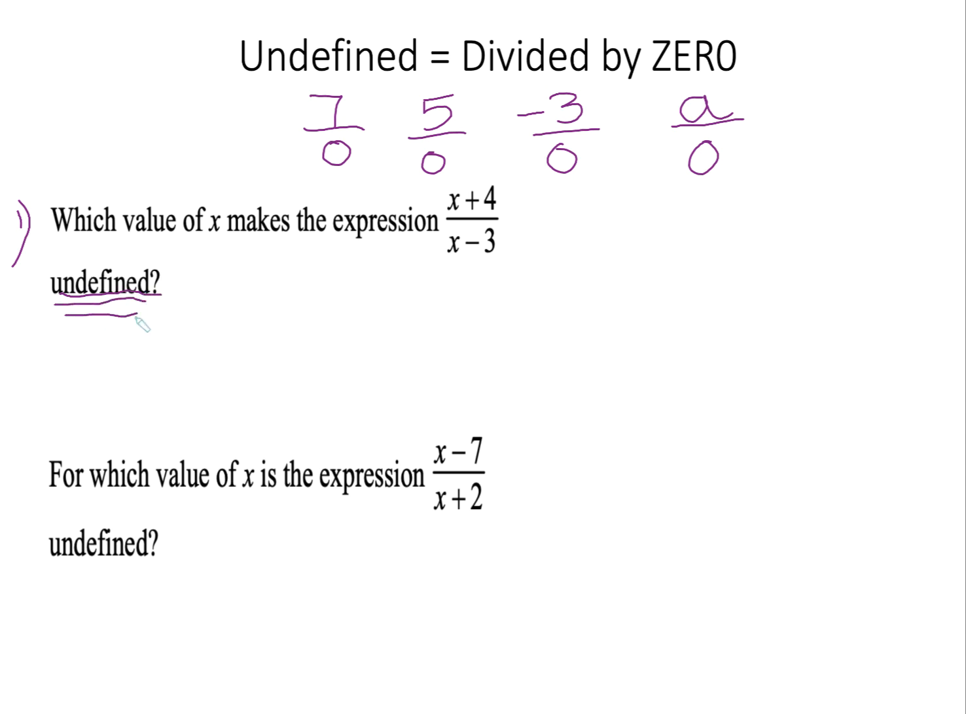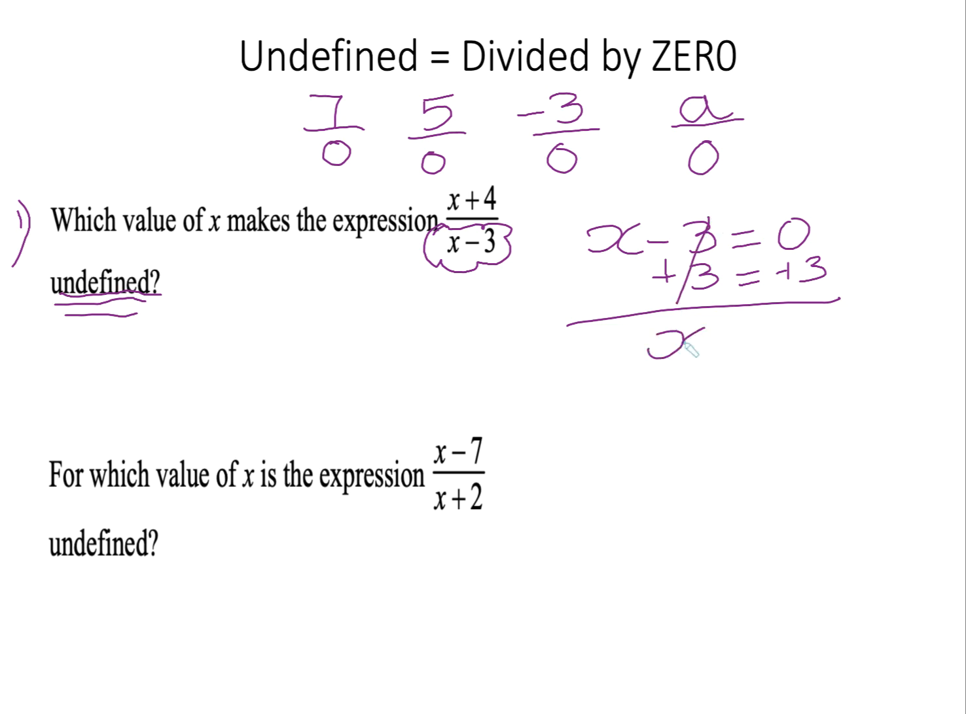Now that's your keyword on the test, undefined. And we know something is undefined when the denominator is 0. Our denominator here is x minus 3. So your first step is to take x minus 3 and set it to 0 because we want to find out what value of x will make our denominator 0. So we're going to solve this. This is a one step. You should be familiar with this. Solving for x, I'm going to add 3 to both sides. That cancels. So x equals 3 because 0 plus 3 is 3. So the value for x that makes this expression, x plus 4 divided by x minus 3, undefined, is x equals 3.